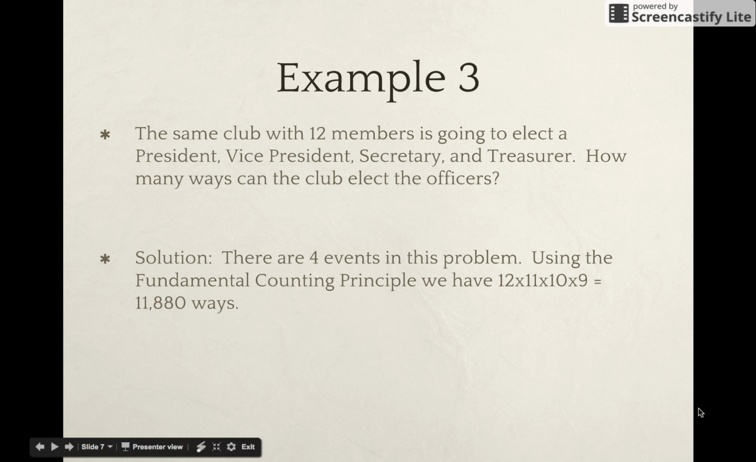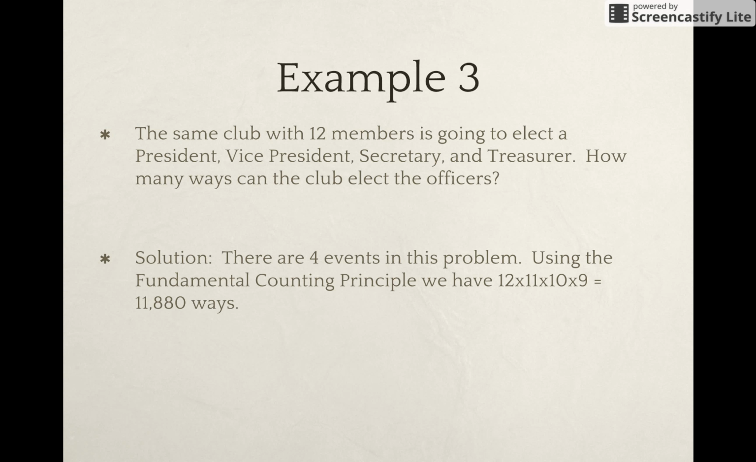Let's take a look at a third example. We have the same club that has 12 members. They're going to elect a president, vice president, secretary, and treasurer. We're interested in knowing how many ways the club can elect these officers. Again, we'll continue to use the fundamental counting principle here, and we'll consider there are 4 events: the event of selecting a president, the event of selecting a vice president, a secretary, and a treasurer.